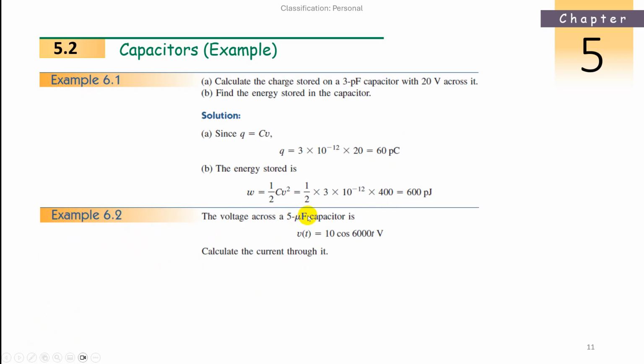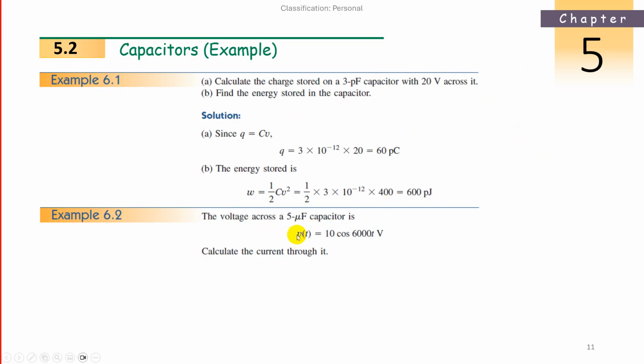The voltage across a 5 microfarad capacitor is given. Now this does not tell us whether it is a DC or AC voltage. How can you know whether this is a DC supply or an AC supply? By seeing the voltage. If it is 20, a constant voltage with no sine equation there, then it is DC.